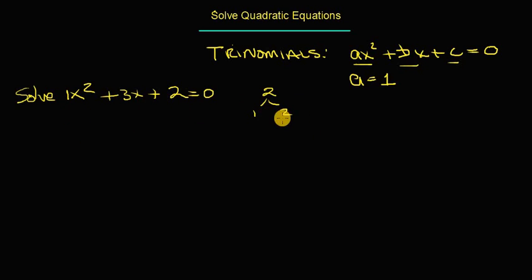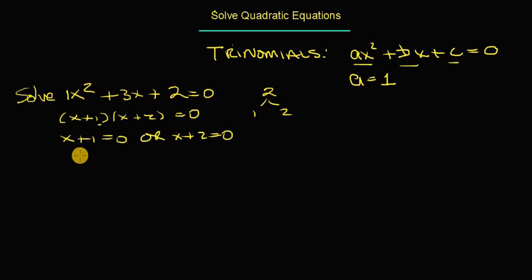And so I can use these factors now of the 1 and 2 to simply write my factors of the quadratic. So x plus 1 by x plus 2 is equal to 0. This 1 and 2 come from here. And then I can say x plus 1 equals 0, or x plus 2 is equal to 0. And that means that x is equal to negative 1 or x is equal to negative 2.